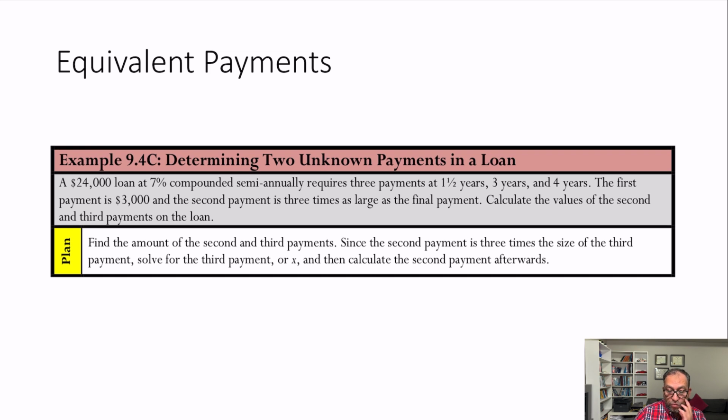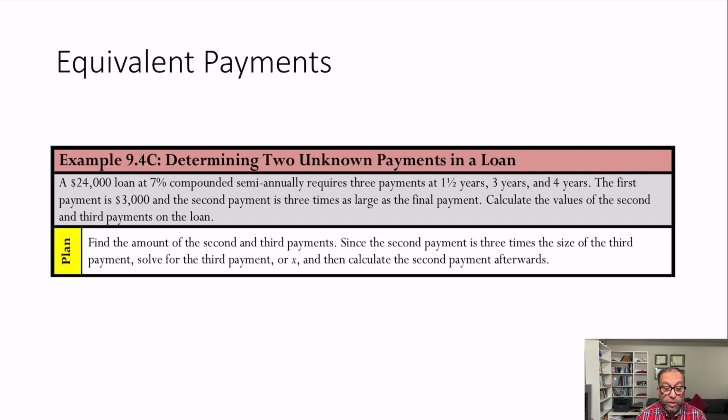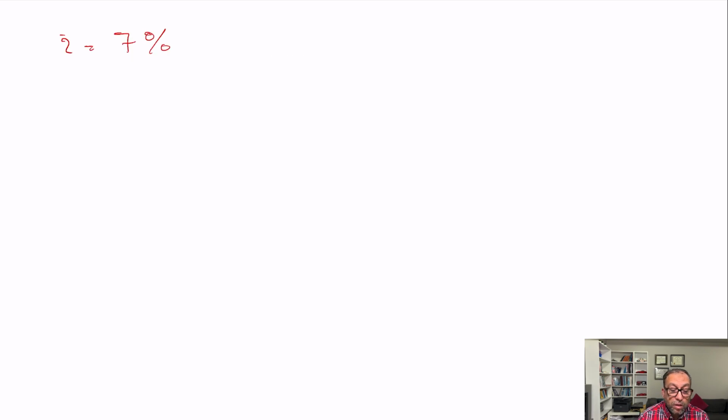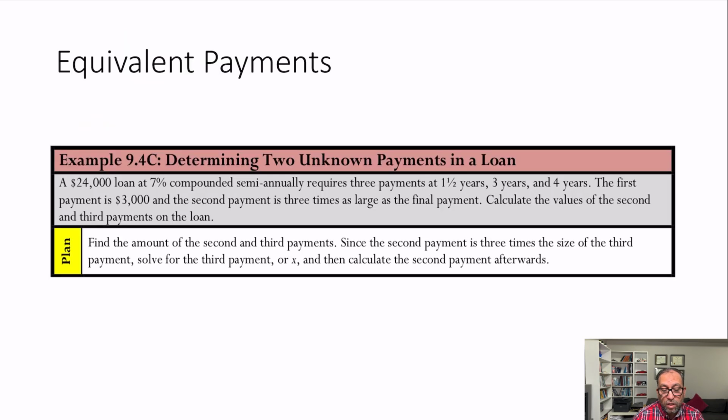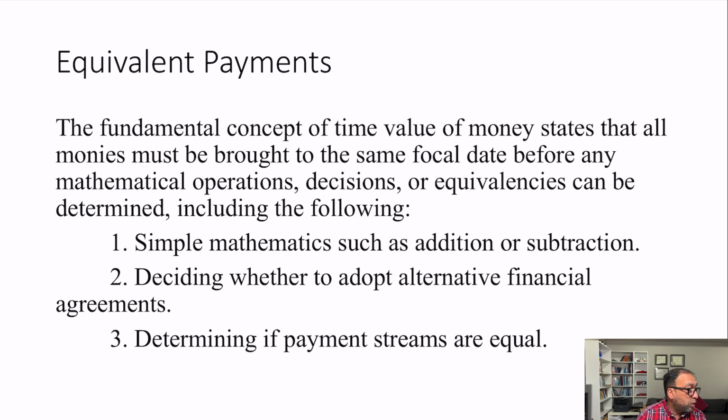So first of all we have to find out I. So I is 7% divided by 2, semi-annually, so it's going to be 3.5%, right? That's I. Now we have 3 n values. 1 n is semi-annually, and for 1.5 years, how many semi-annual periods are these? 3, right? So we can use 3 here.